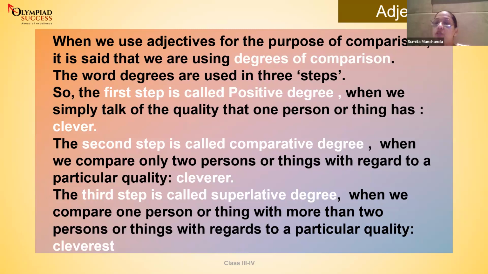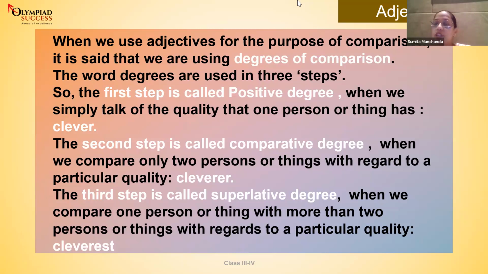Okay. Now when I'm saying superlative degree, I'm comparing one person or thing to more than 2 persons or things. I'm not saying 2 only. I'm saying more than 2. Now, I may say, Sam is cleverest of all. That means all can be many in number, isn't it? I'm not saying 2. I'm saying many. So, cleverest is used here to compare one person to more than 2. And the word EST will be added for superlative degree.